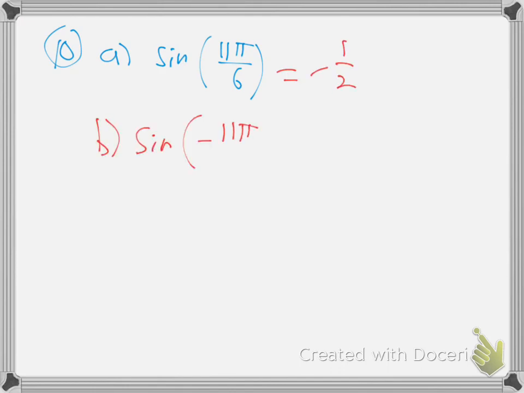They have negative 11 pi over 6. Now, I didn't write any negative, but the one I got off the internet doesn't have any negative angles on it. So how are we going to find the sine of negative 11 pi over 6? Yeah, you just go backwards.